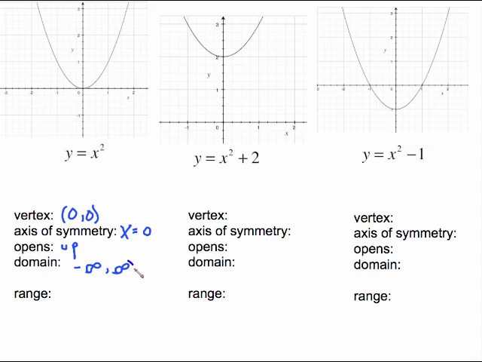I'm not going to write that every time. Your domain for the parabola is always negative infinity to infinity. Your range, however, is going to vary, but the range on this one is going to start at 0, and it goes on up to infinity.